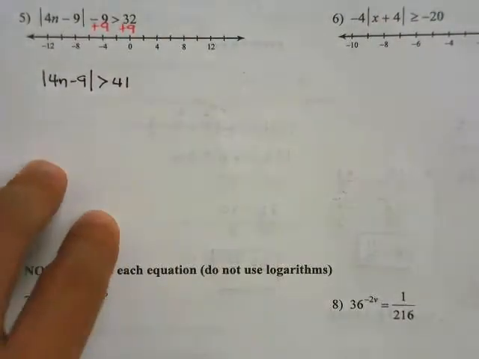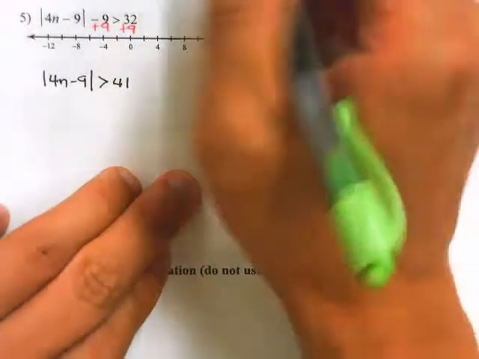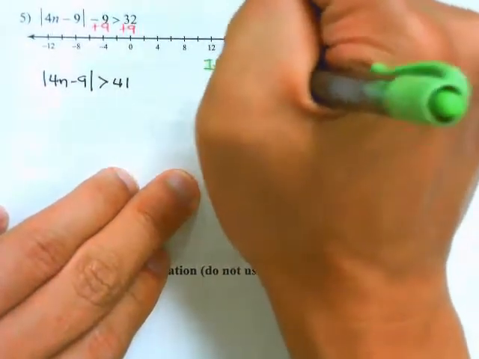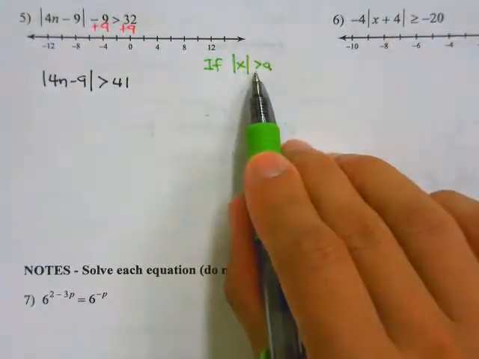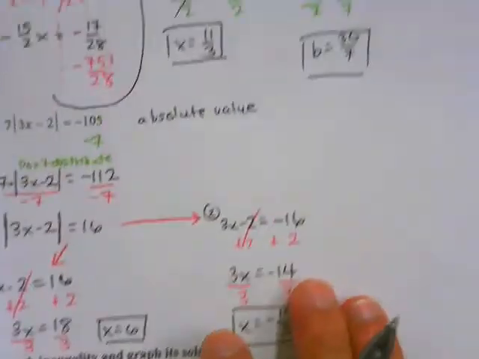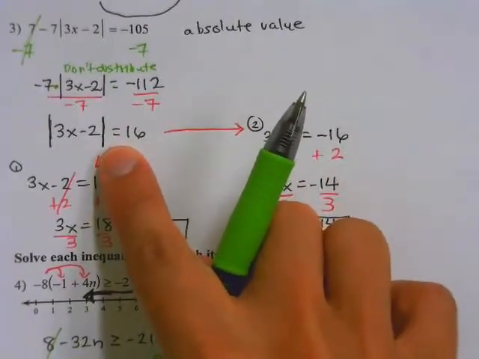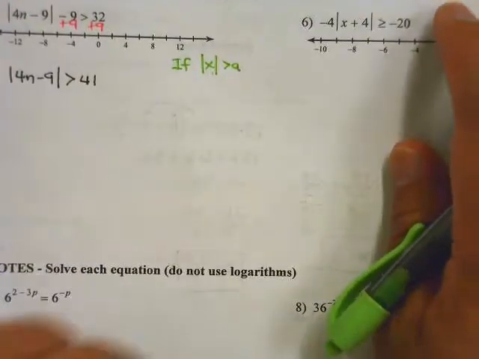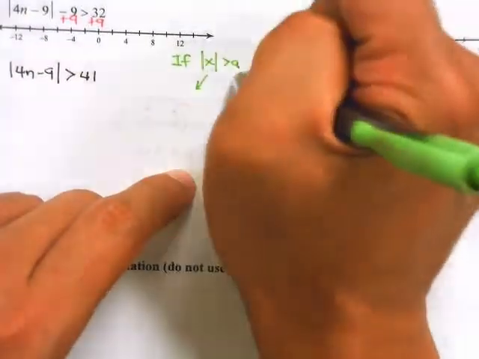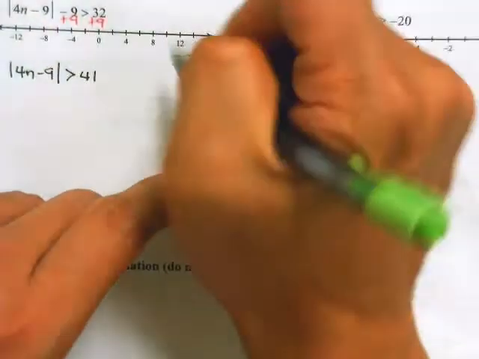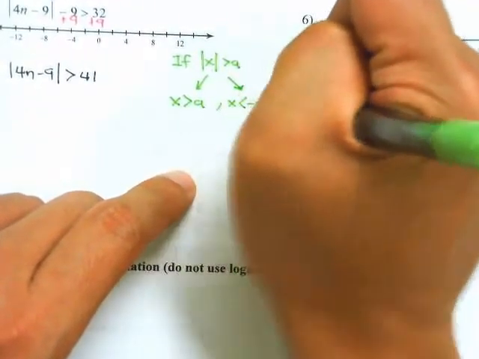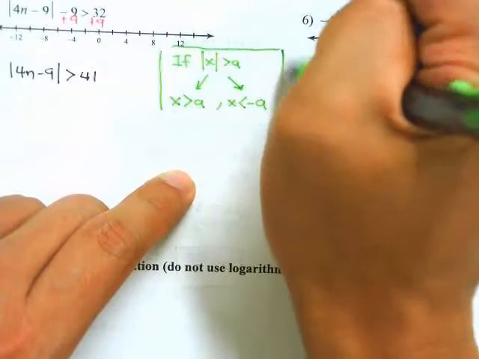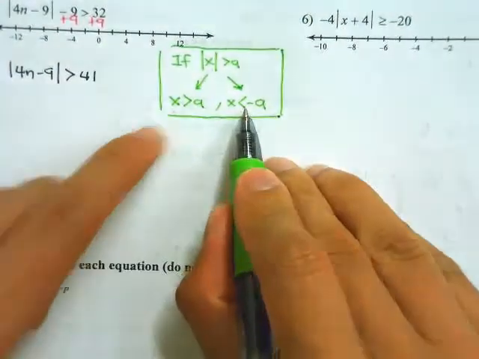Okay, I'm going to write a small rule somewhere over here. If you have absolute value of x is greater than a, so it's a little bit different. If there was an equal sign, you would do it like this, okay? So if there's an equal sign, you're going to split it up into 2. If you have a greater than sign, you are also going to split it up into 2 parts. So it's very similar to the equal sign. You're going to have x is greater than a, or x is less than negative a. Super similar to as if there was an equal sign over here.